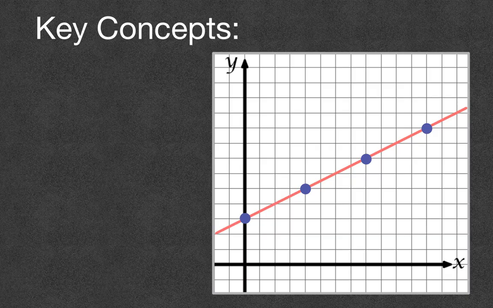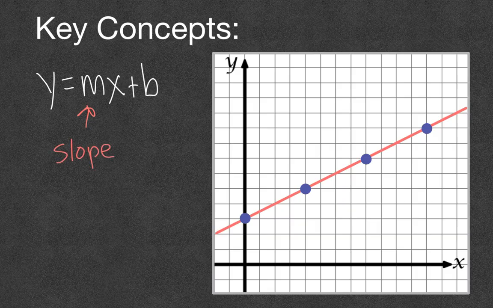Before we begin, we're going to go over two important ideas: slope and y-intercept. We're familiar with our linear equation in the form of y equals mx plus b. In this equation, m stands for our slope. That is how steep our line is. The bigger the value of m, the steeper your line is going to be. And our y-intercept, where the line crosses the y-axis, is represented by b.